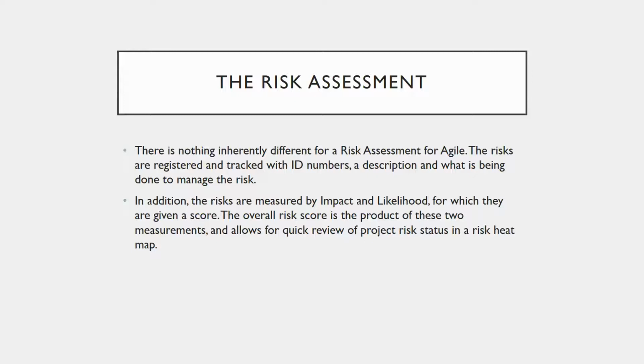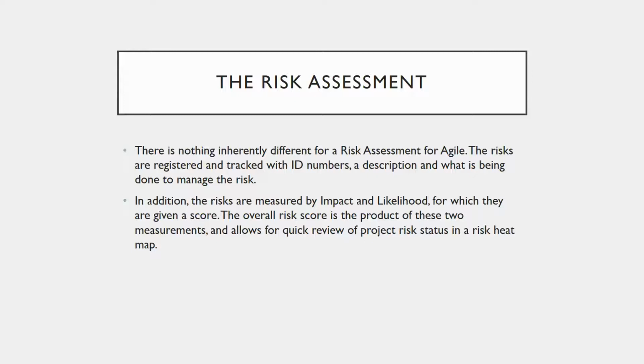The risk assessment. There's nothing different about the risk assessment for Agile as it is for every other project. The one that I set up is tracked with ID numbers, a description, what's being done to manage the risk. The risks are also measured by impact and likelihood, for which they are given a score. So the scores normally range from 1 through 5, 1 being a low risk, 5 being a high risk or a high impact or low likelihood, etc.